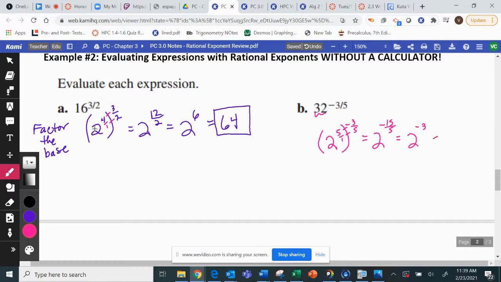Now, the negative means reciprocate. So 1 over 2 to the 3. When I reciprocated it, the power got rid of the negative sign because I used that operation already. And then from here, 1 over 8 would be the answer.